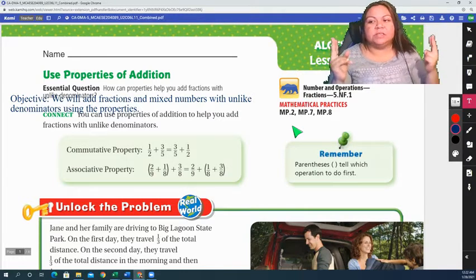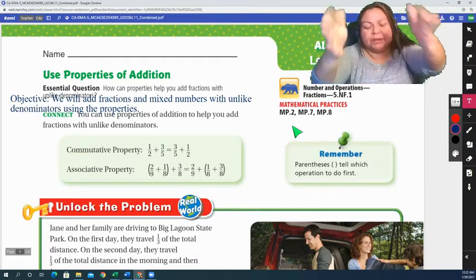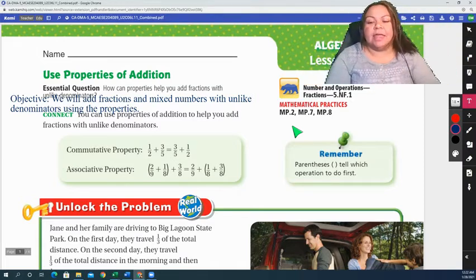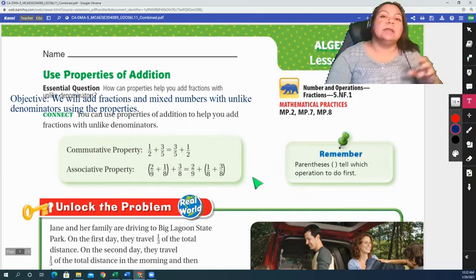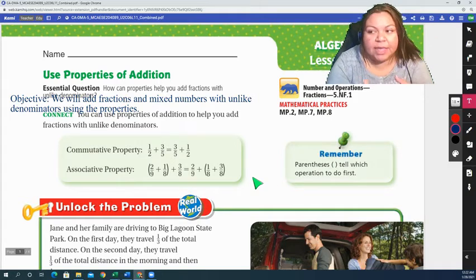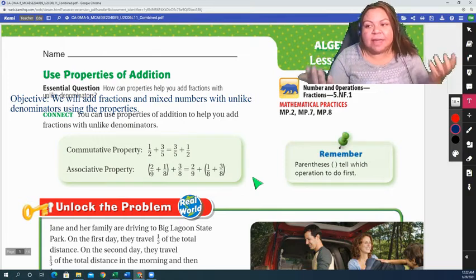So commutative property says that you can change the order. So the key words here are change the order. Repeat it after me. Change the order. And then we have the associative property, which is our second example. Our associative property says that we can change the grouping and it'll be the same. You will have the same value, the same answer.